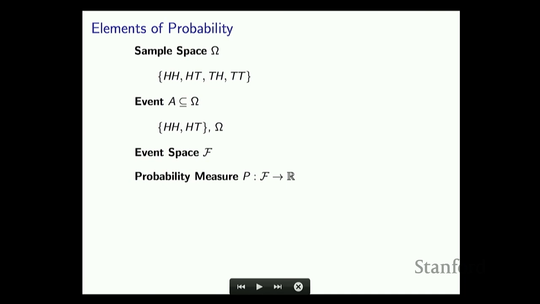Now, the probability measure takes as input an event, not an outcome, an event, and assigns it a value between 0 and 1. That's something you want to keep in mind, that we don't assign probabilities to outcomes, but we actually assign probabilities to events. In the case of a finite sample space, the distinction is moot, because you can always create a subset that has only one event and assign a probability to that subset.